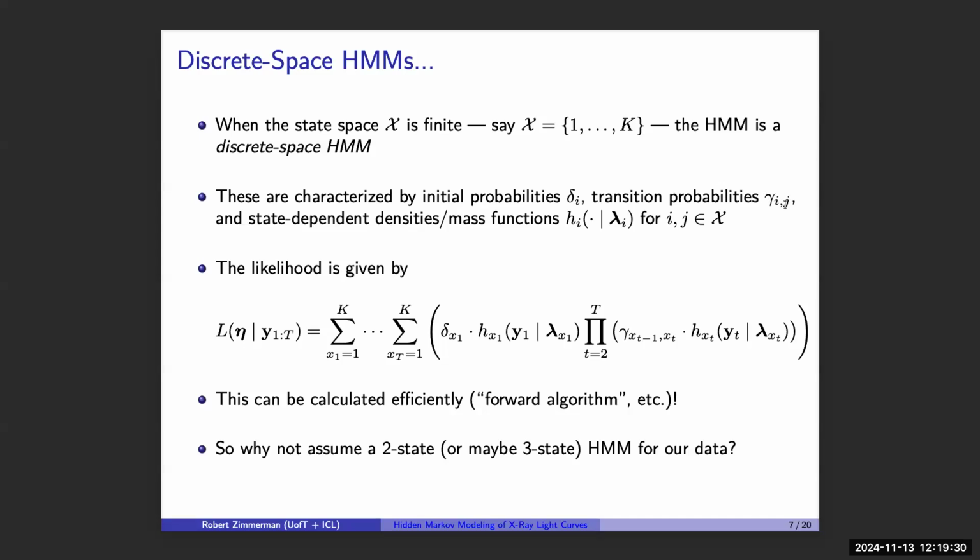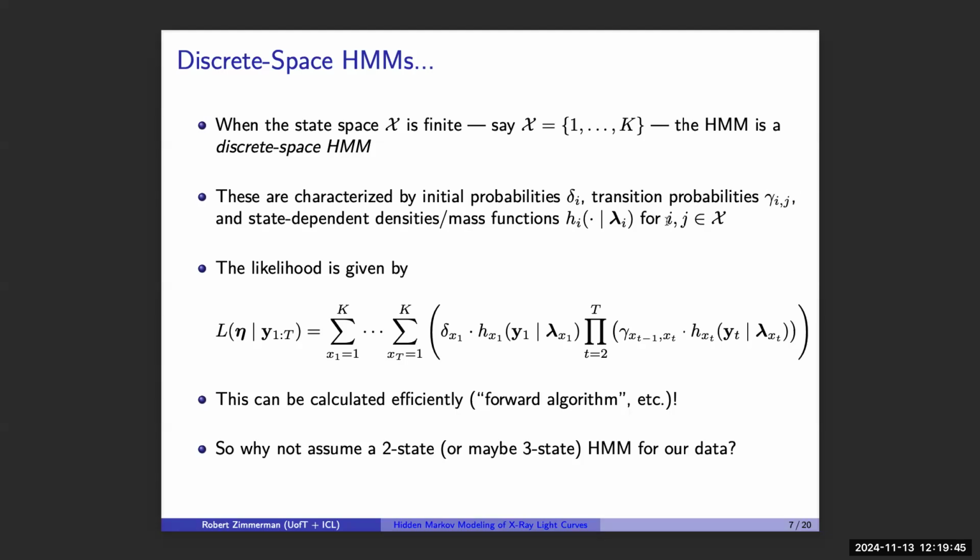In other words, it doesn't matter what time it is, the probability that you go into state j, given that you're in state i right now, will always be the same. That's given by this gamma ij.